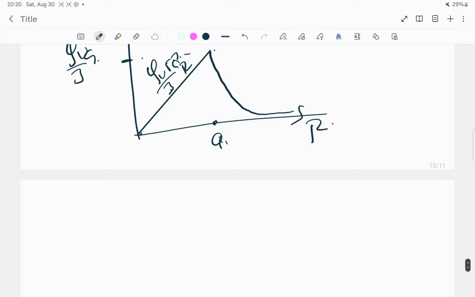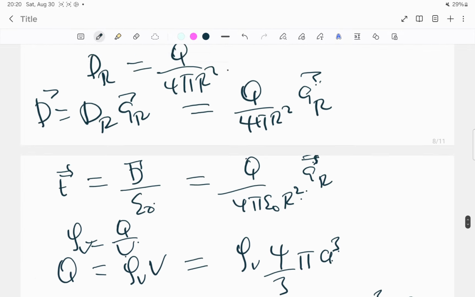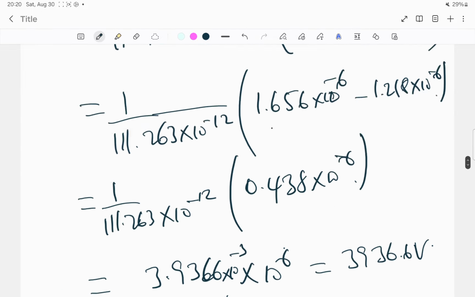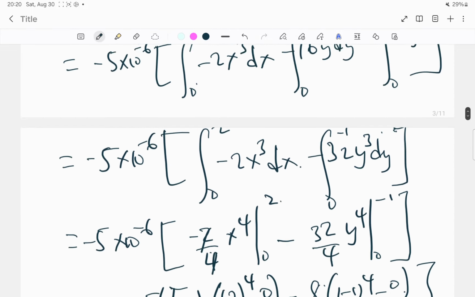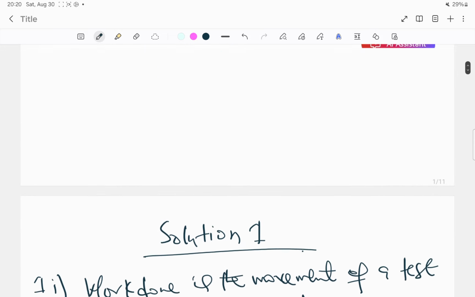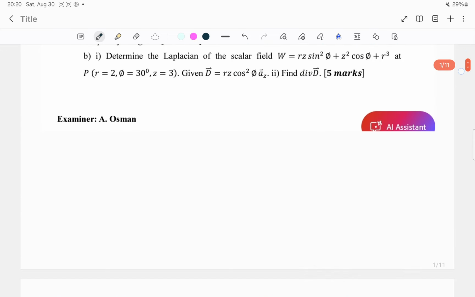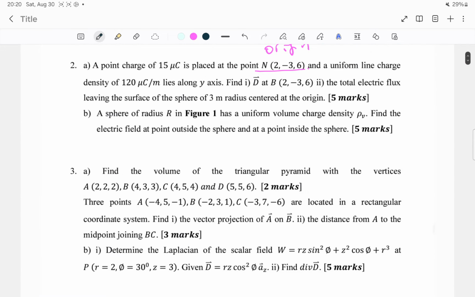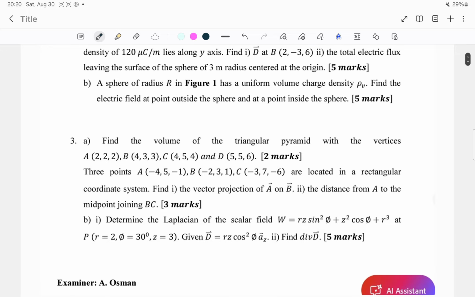Okay, so now we are looking at question 3. Let's look at question 3. Find the volume of the triangular pyramid with the vertices A (2, 2, 2), B (4, 3, 3), C (4, 5, 4), and D (5, 5, 6).